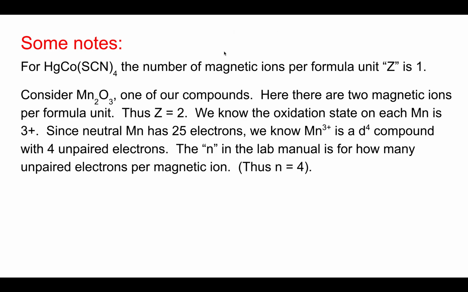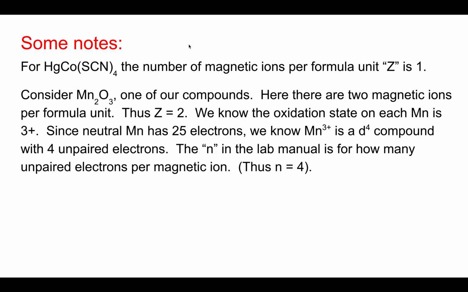Just some notes when you're working this out. I said earlier, this is Hg2CO2. You can work out that there won't be any unpaired electrons on Hg2 plus. So there will be on cobalt 2 plus, of course. So the number of magnetic ions per formula unit for this compound is just Z equals 1. Just keep that in mind when you're doing your calculations.